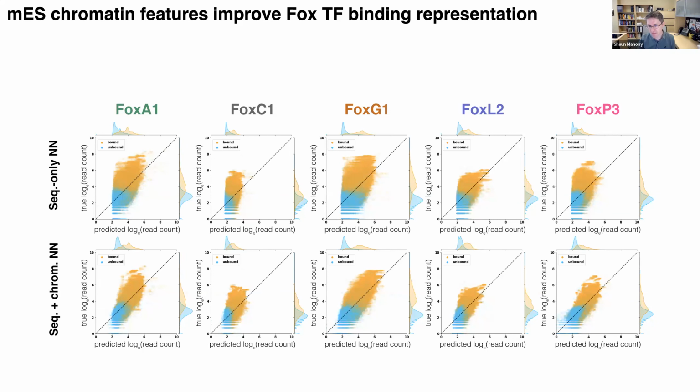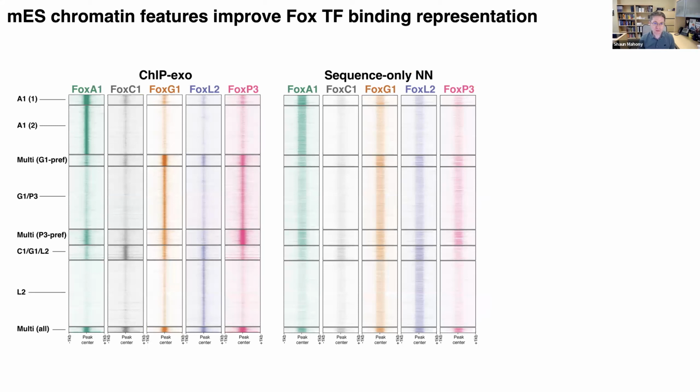We can look back at our clustered sites to examine this. Here's our original ChIP-exo clustered data. These are the predictions on these same sites when we use the neural networks that were only trained using sequence information. You can see that this sequence-only trained neural network doesn't do very well in discriminating which sites are bound or preferred by some transcription factors versus others. For FOXG1 here, the sequence-only neural network basically thinks that all of these sites should be bound by FOXG1, even though only some of these clusters are preferred.